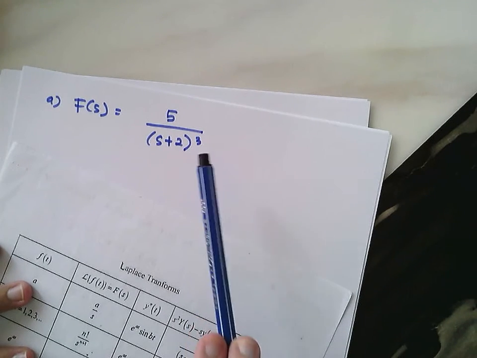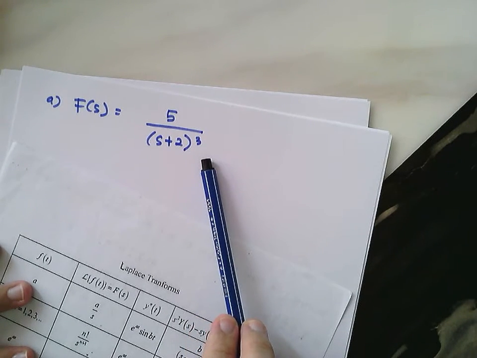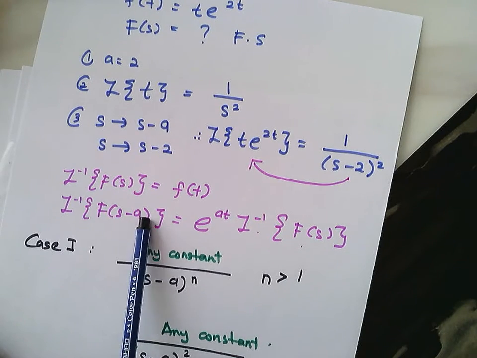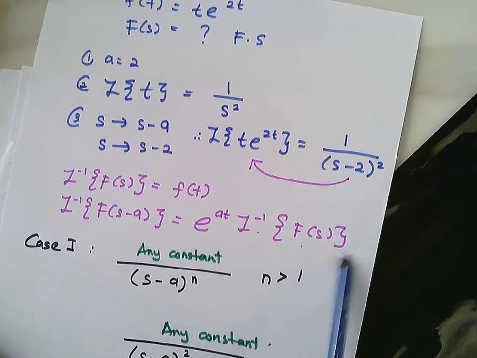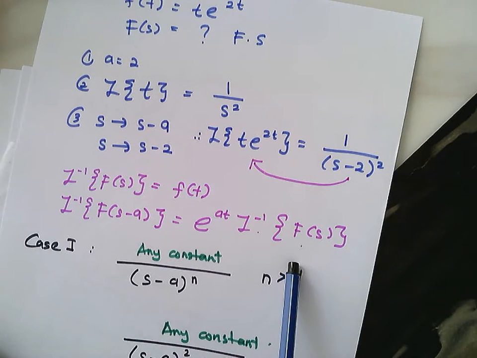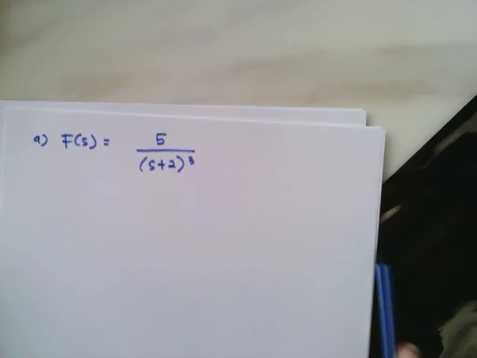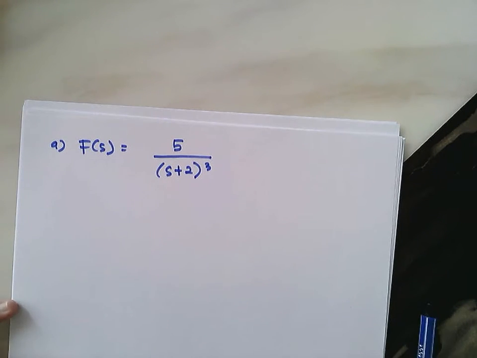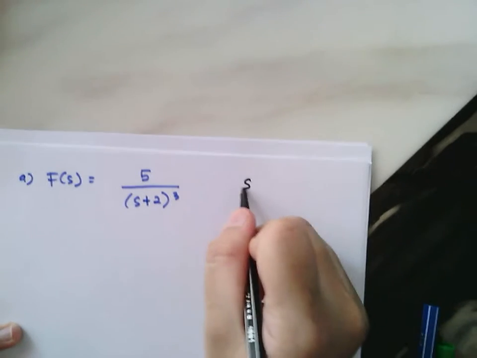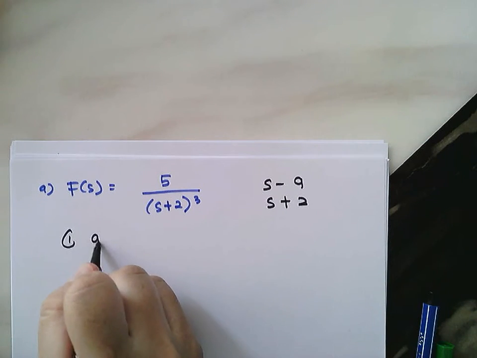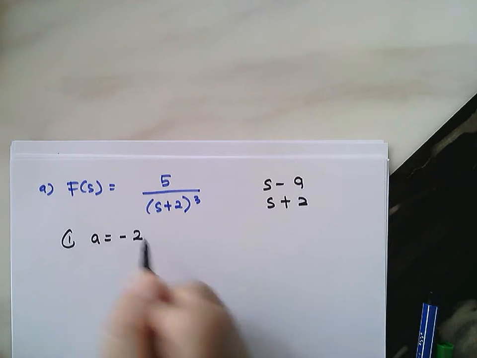So that's why we need to apply the inverse first shift. Remember this: if your F(s) is in terms of s minus a, you need to apply the first shift property. So you need to define what your a is. In this case, s minus a is what you have as s plus 2. So you know that your a is equal to negative 2.